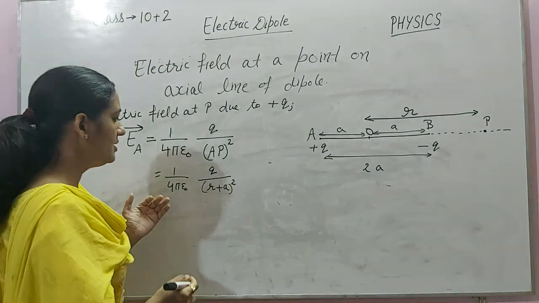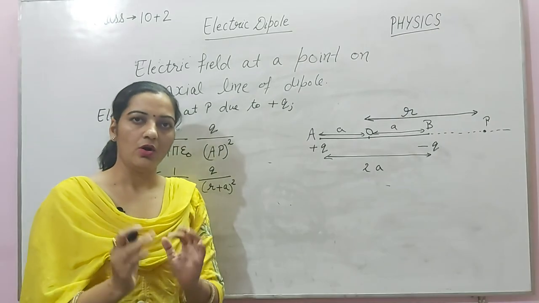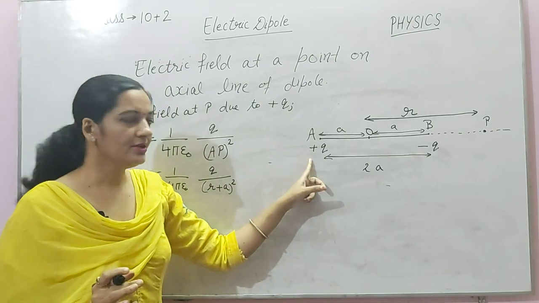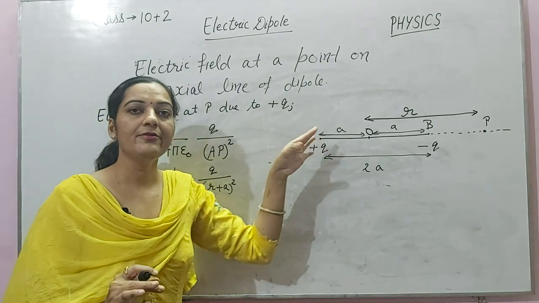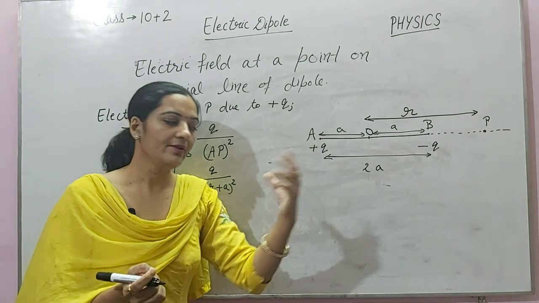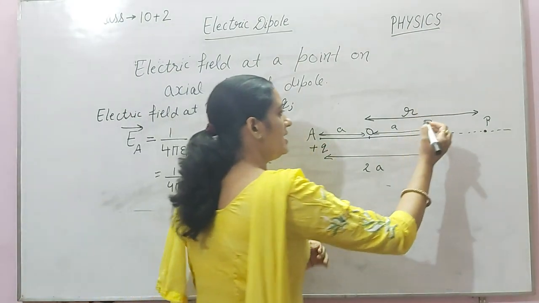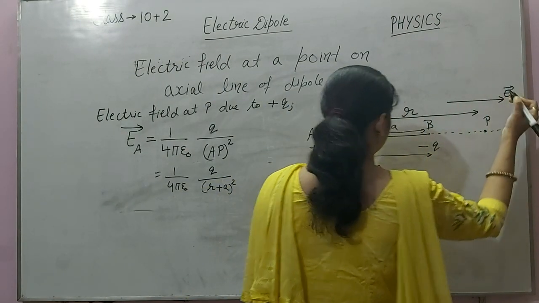Clear? Now what is the direction of this electric field? All of you know that electric field due to positive charge will be away from positive charge, and towards the negative charge. So EA will act along this direction.